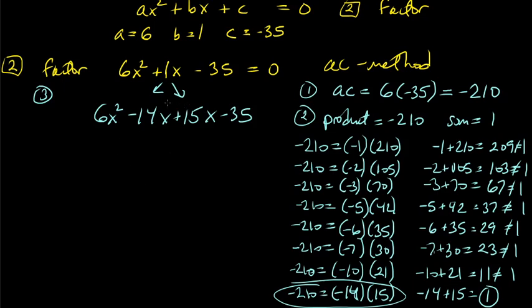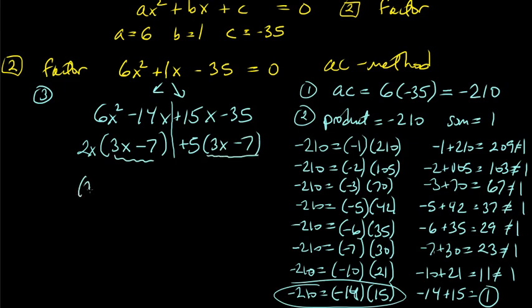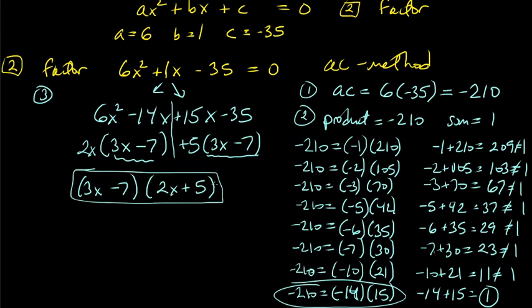So divide this into the first two terms and the last two terms. From the first two terms, I think we can factor out a 2 and an x, leaving us with 3x minus 7. For the last two terms here, we can factor out a 5, leaving us with 3x minus 7, which is good news. Now we factor out the 3x minus 7, leaving us with 2x plus 5. And that's it. We can check by multiplying this out, or we can check after we solve the equation.